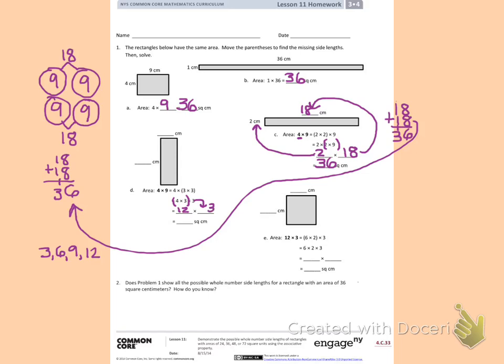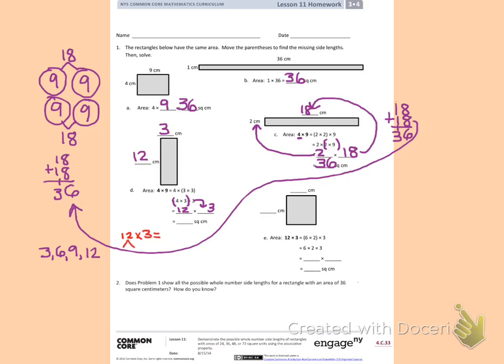Now we know the side lengths. 12, of course, is larger than 3, so I'll put 12 on this side and 3 on this side. Now 12 times 3. We need to figure out what the answer to 12 times 3 is. For me, the easiest way to figure out what 12 times 3 is, is to write it out horizontally like this.